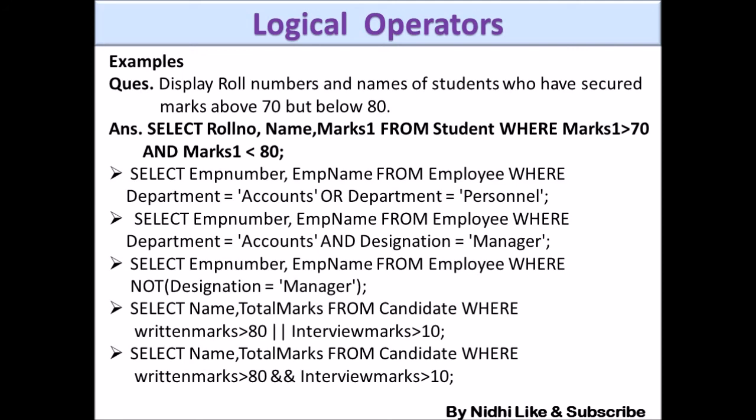So select employee number. That means suppose we have a table employee with columns employee number and employee name, and in that we want to fetch the employees whose department is either accounts or personnel. That means the person should belong to either the accounts department or the personnel department. We want to fetch their records, the employee number and employee name. Similarly, other queries are given, just read them and try to understand them.